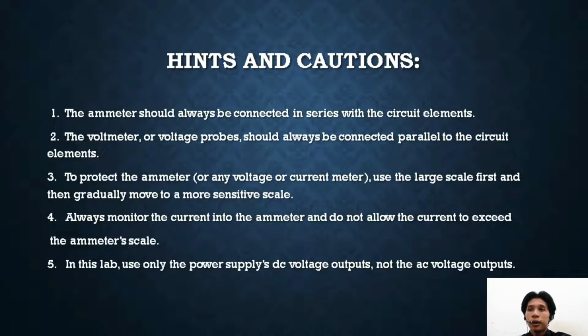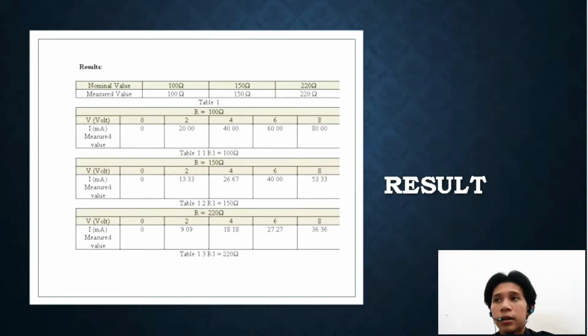Number 3, to protect the ammeter or any voltage or current meter, use the large scale first and then gradually move to a more sensitive scale. Number 4, always monitor the current into the ammeter and do not allow the current to exceed the ammeter scale. Number 5, in this lab, we use the power supply DC voltage output, not the AC voltage output.